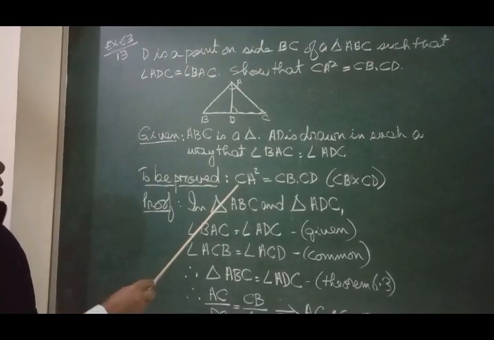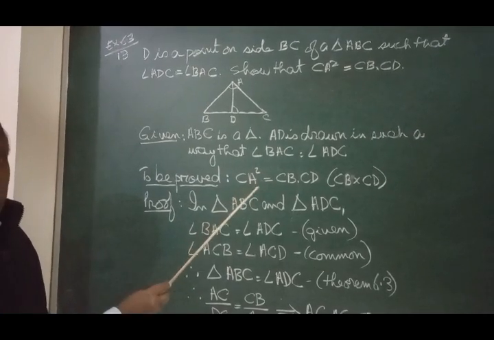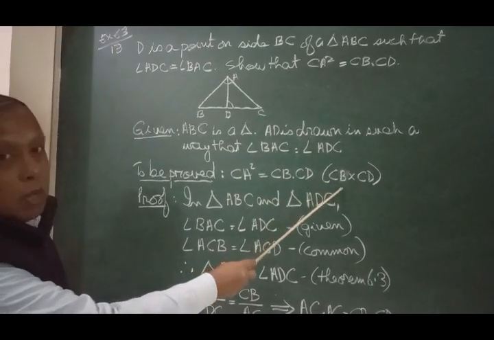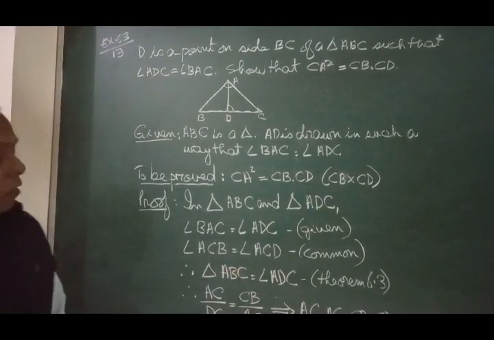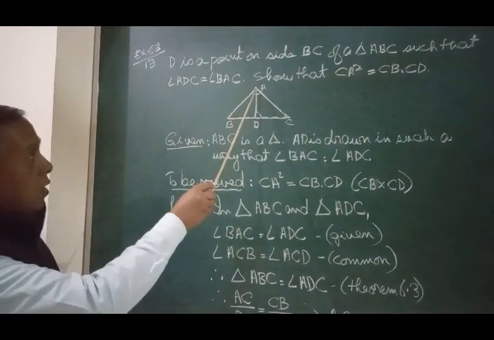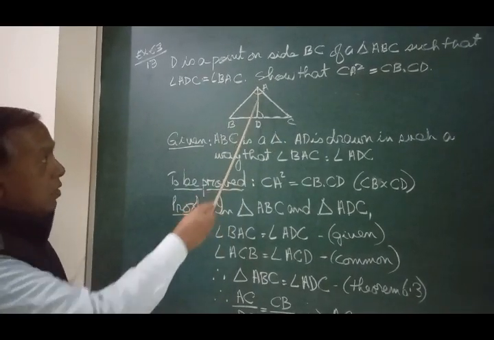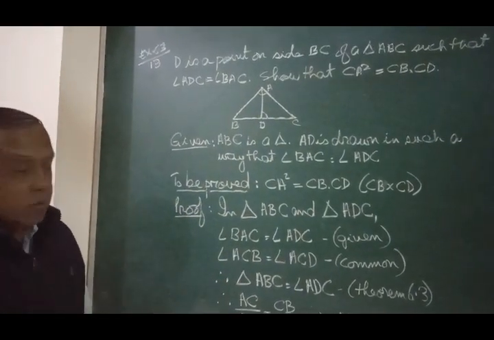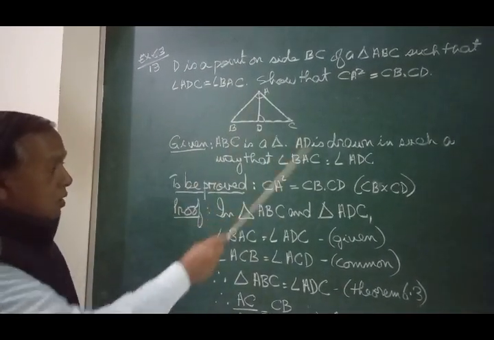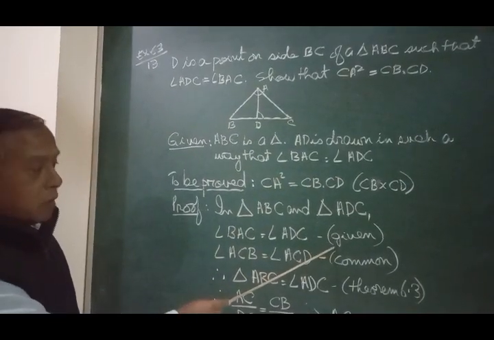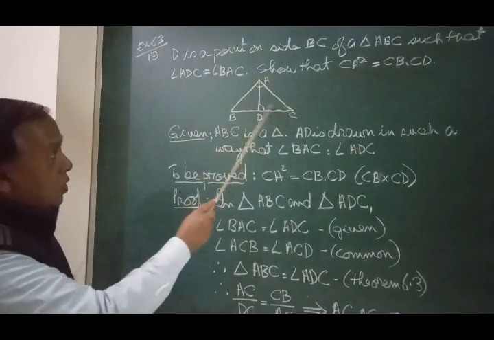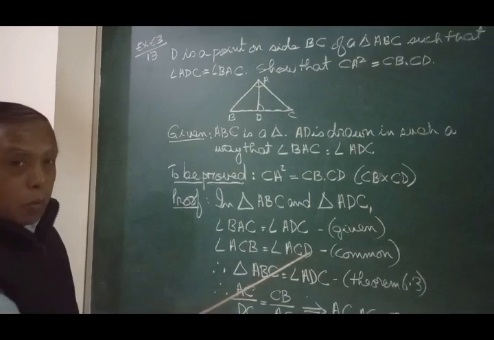To be proved is CA squared. That means CA into CA is equal to CB into CD. The proof. In triangles ABC and ADC, two triangles, angle BAC is equal to ADC. We are given that. We are making use of what is given. And the next one, angle ACB is equal to ACD. It's common. This angle is common to both the triangles.